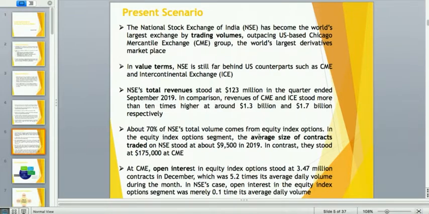And then it's giving us the average size also. For NSE, the ticket size, you could say, is about $9,500. In contrast, just have a look at the CME's figure. Then there's this term open interest. What is open interest? First, I need to tell you that, and then I'll explain this point.